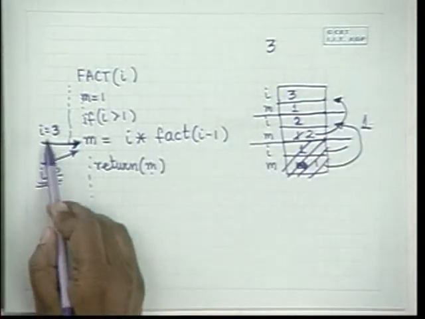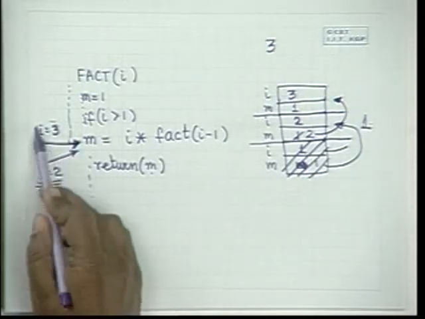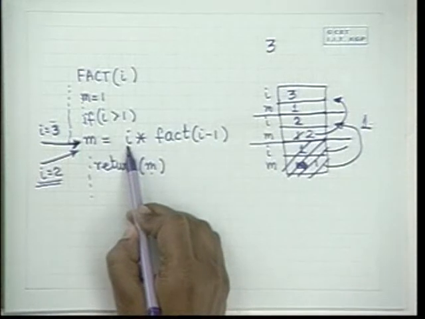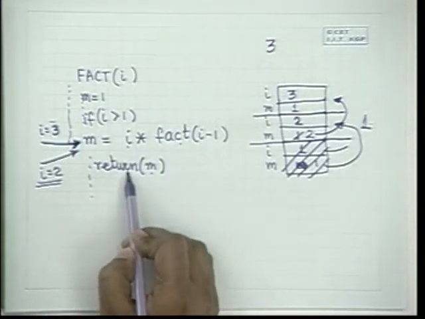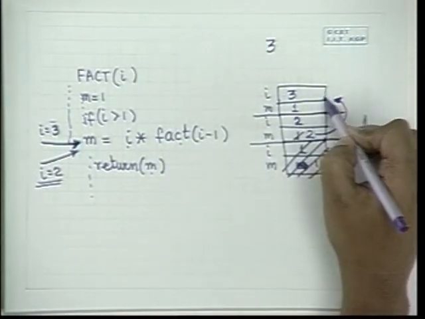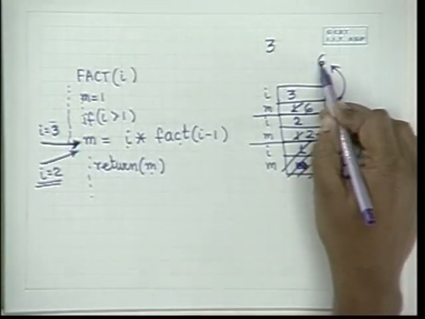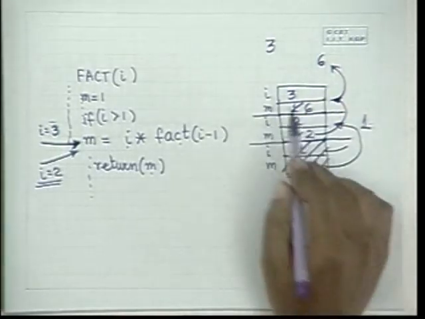So control now goes back to this pointer for I equal to 3, which was waiting here, and this now computes 3 into 2 and returns 6. So this will return 6. After making this 6, it will return 6. So this is a way in which you can understand it.